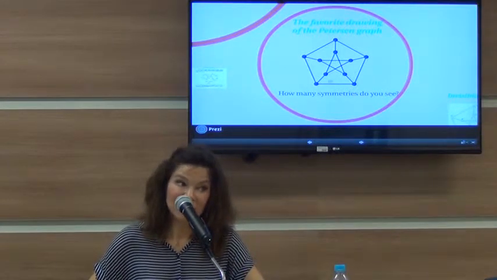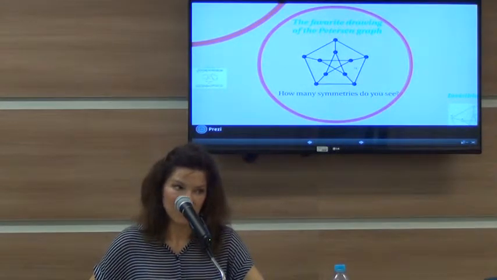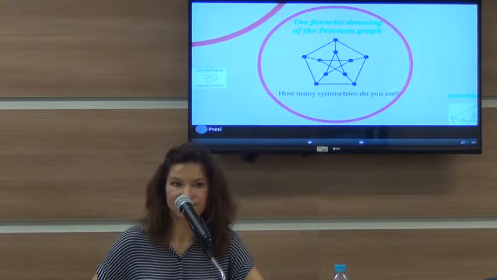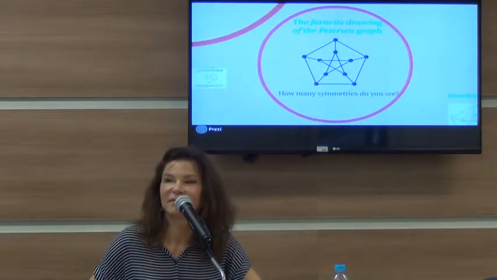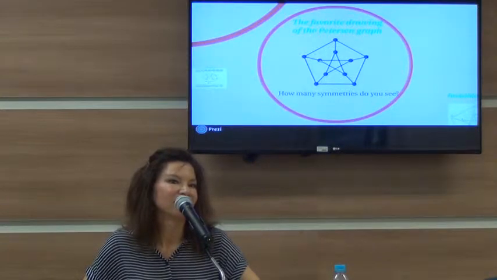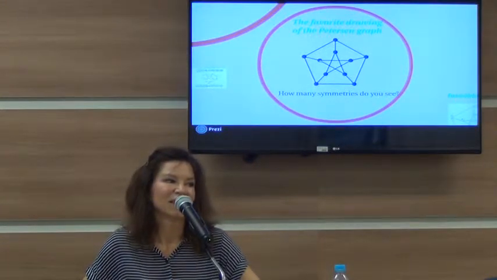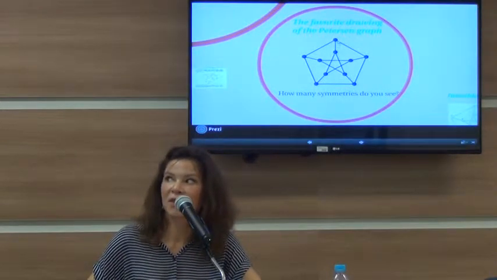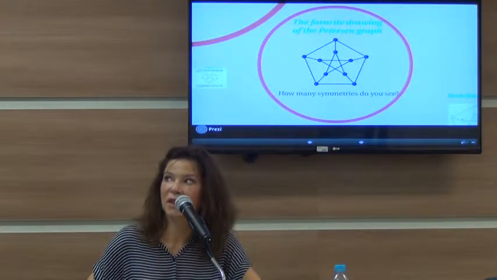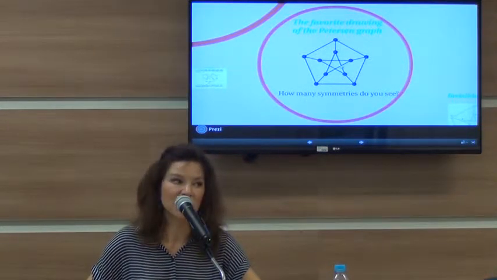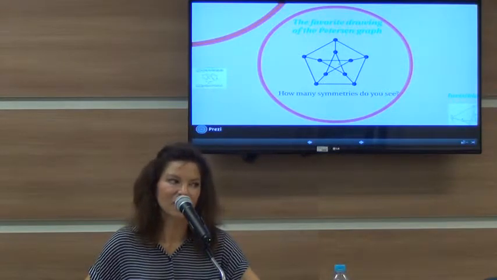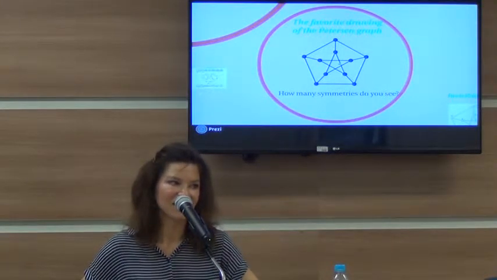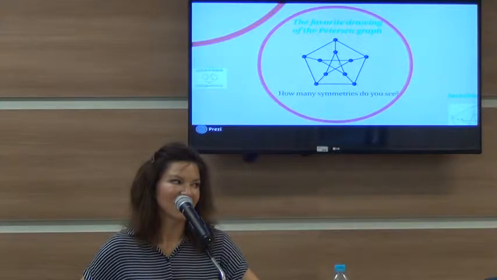So as I said, this one is the most favorite drawing of the Petersen graph. How many symmetries can you see in this graph? 5. Which ones? Just the rotation. Rotations. Okay, you can rotate. This is the angle to rotate the graph. If you rotate it 5 times, it will be the same. Okay, given identity. Any more? Perhaps 10 if you change the inside with the outside.